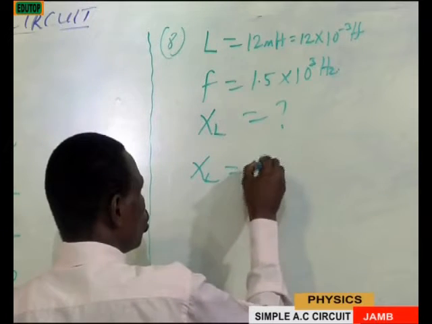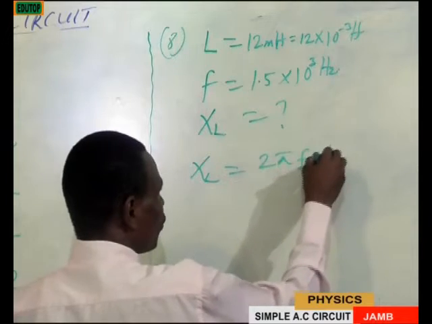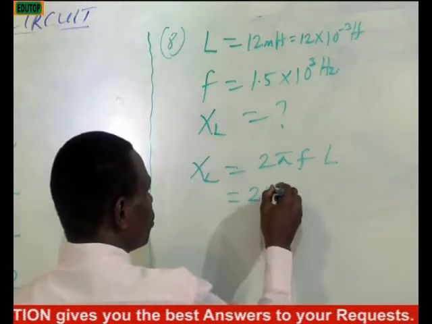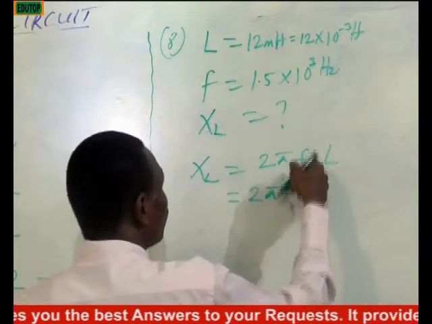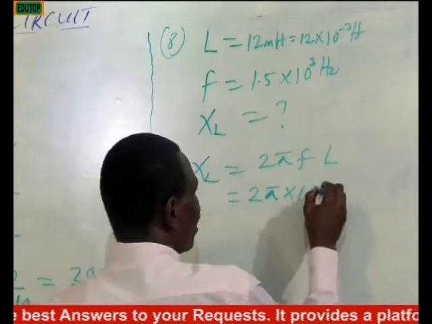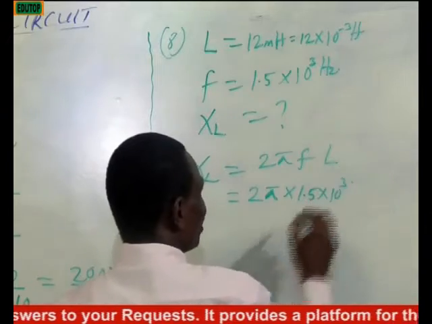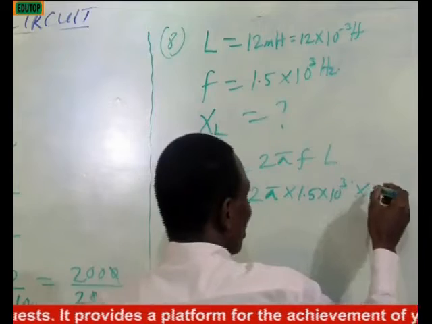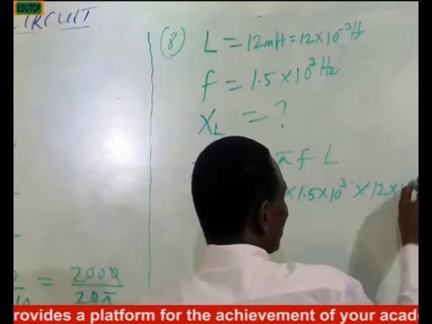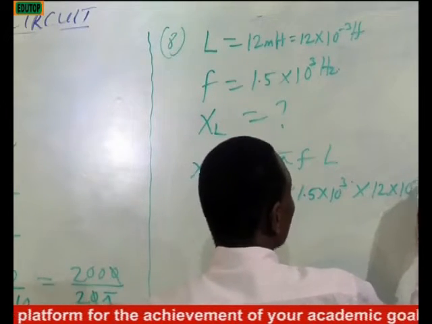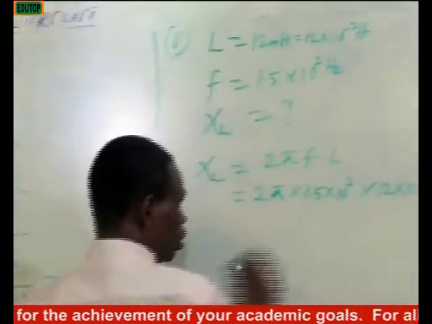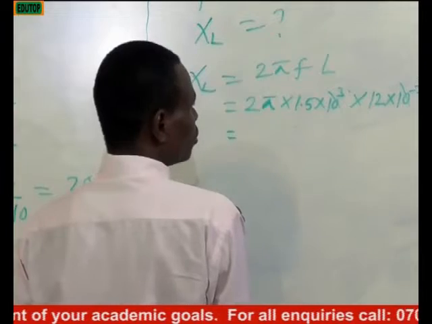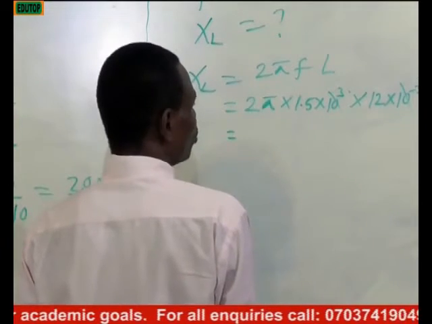Inductive reactance is 2πfL, which is 2π. Our f is 1.5 times 10⁻³. Our L is 12 times 10⁻³. This cancels this. Then we can easily calculate the remaining values.